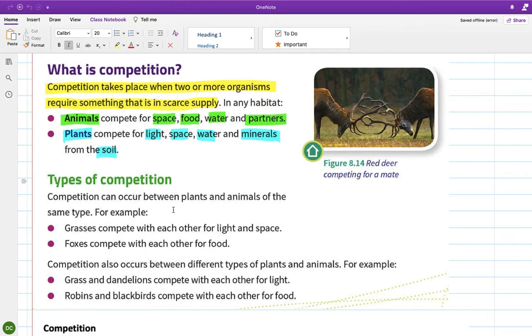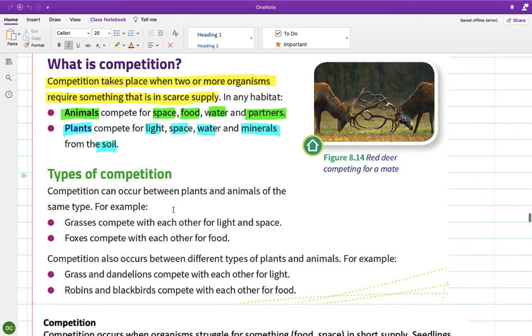Now, there are different plants who literally grow there, and they're the conditions they like. So it just depends on the plant. And again, this is back to adaptation. Okay, so types of competition.